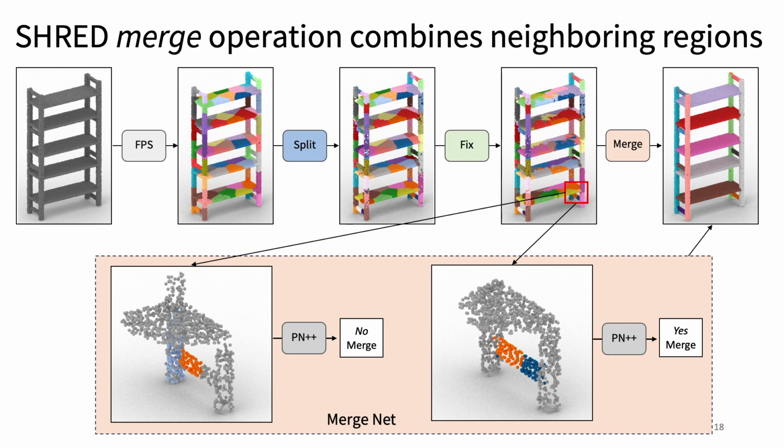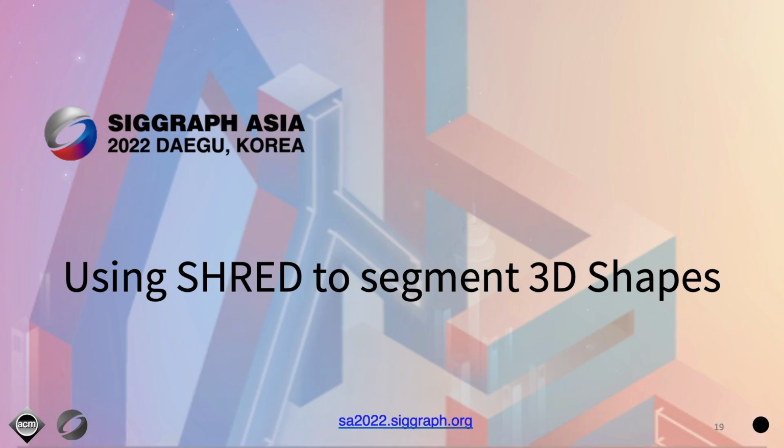The merge operation runs the merge network iteratively over all pairs of neighboring regions until all remaining pairs have been considered. This final set of regions is then considered as the output of the SHRED method, as shown on the right in the top row.